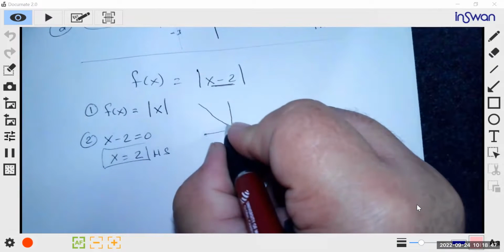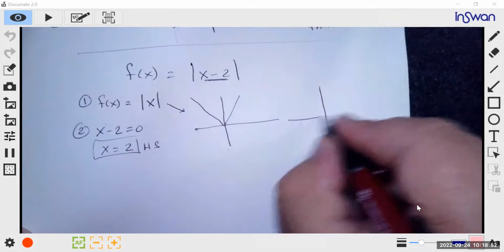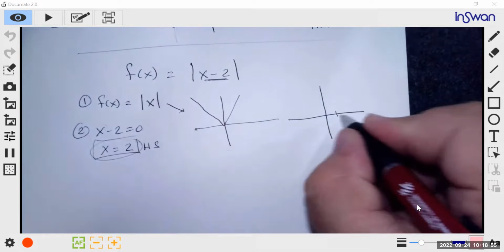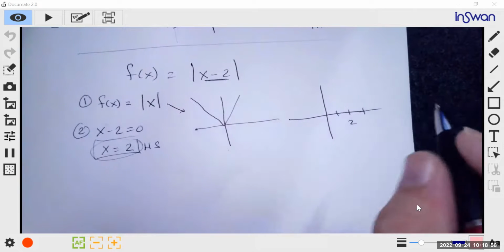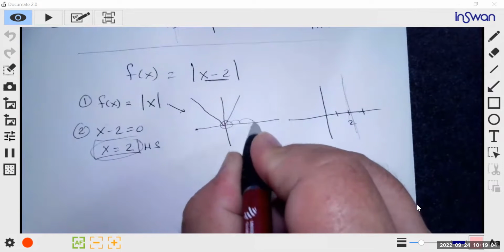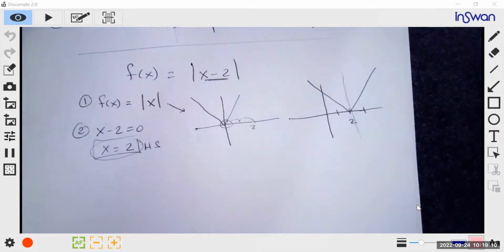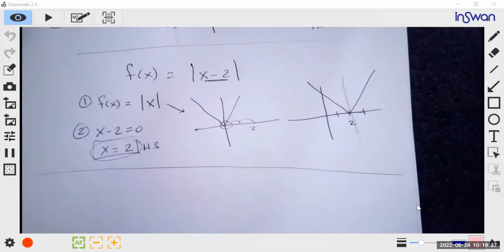So the original graph was like this. That's that one. This one says, I now have to move the origin to 2. So from here, I got to bounce it to 2. The graph remains the same. There's a new graph. So if it happens inside the operation, the absolute value, the square root, or anything else, then it's a horizontal shift.